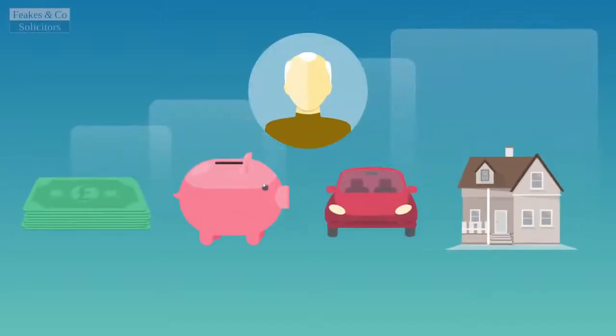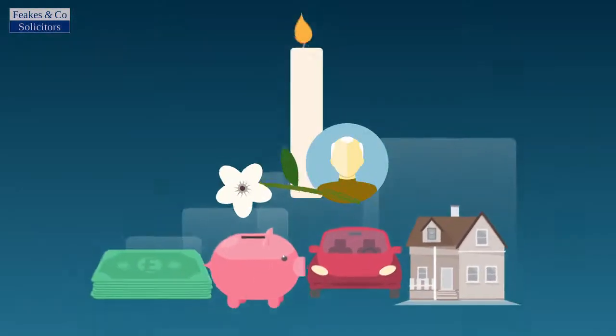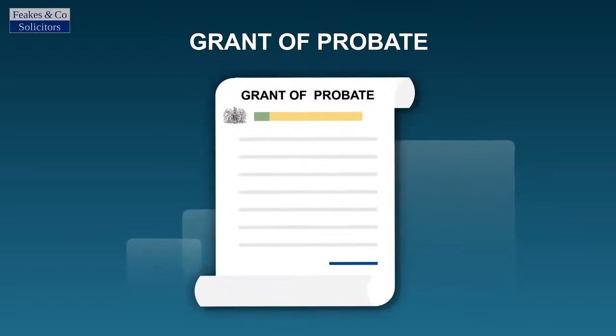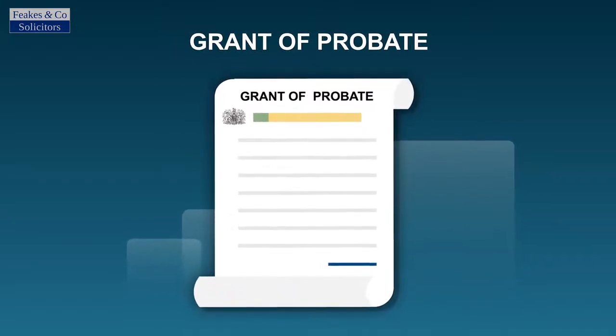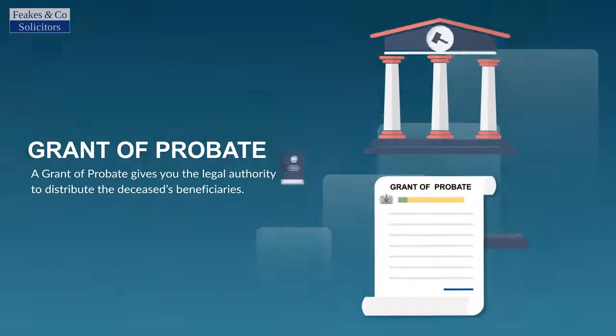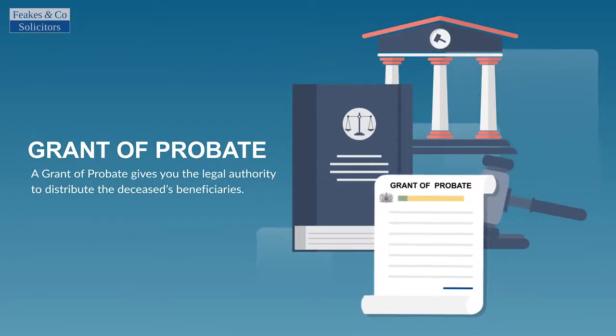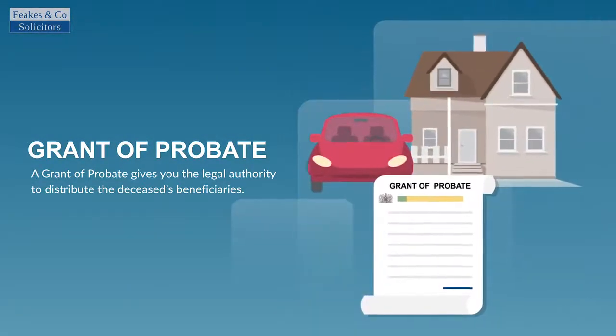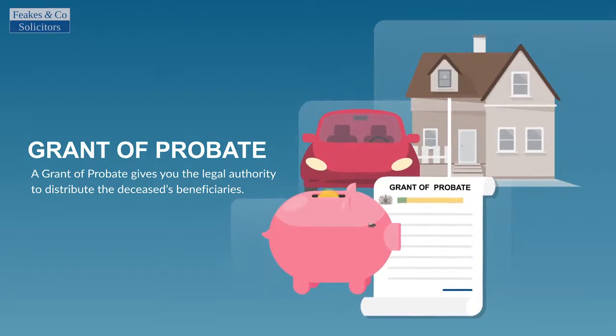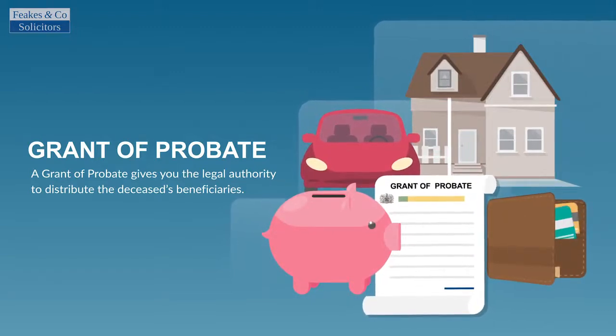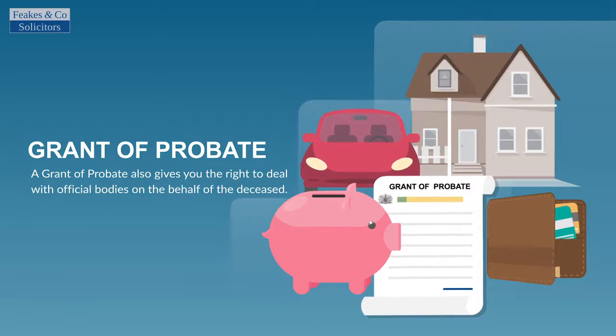In order to deal with the estate of a loved one after their death, you will generally need a grant of probate. This gives you the legal authority to distribute their estate to beneficiaries, including assets such as their property, possessions, bank accounts, and investments. A grant of probate will also give you the right to deal with official bodies on behalf of the deceased.